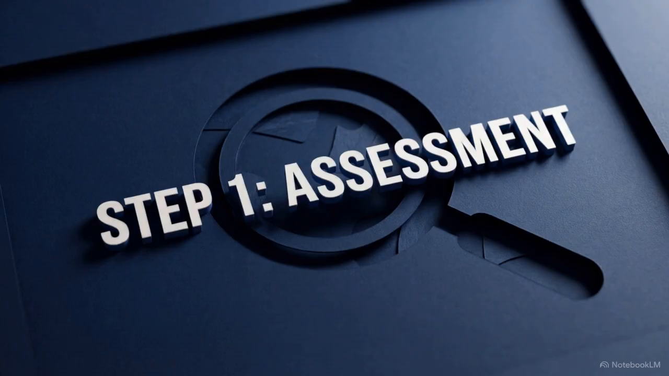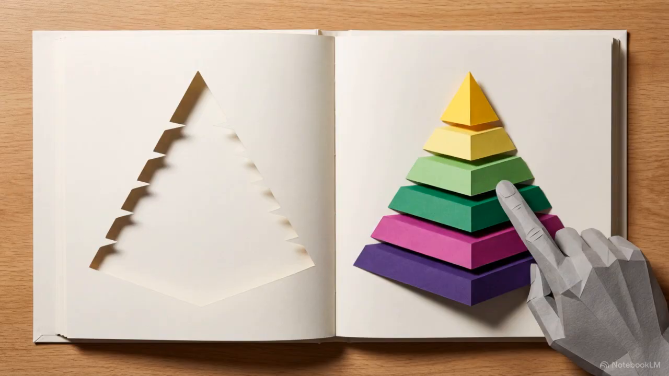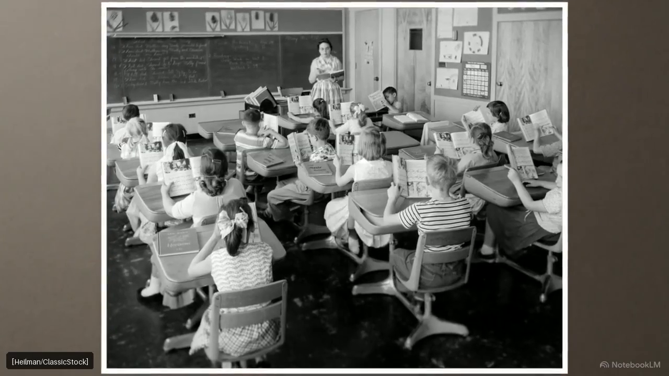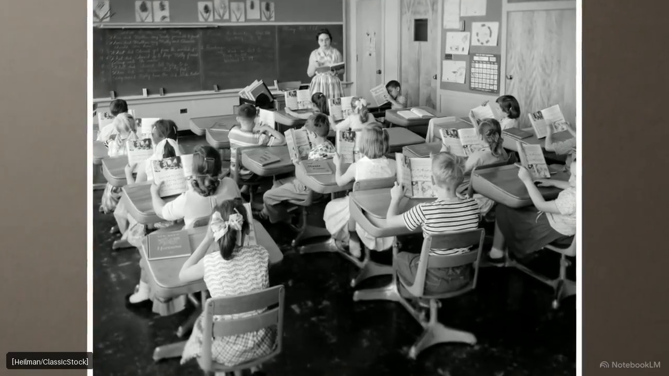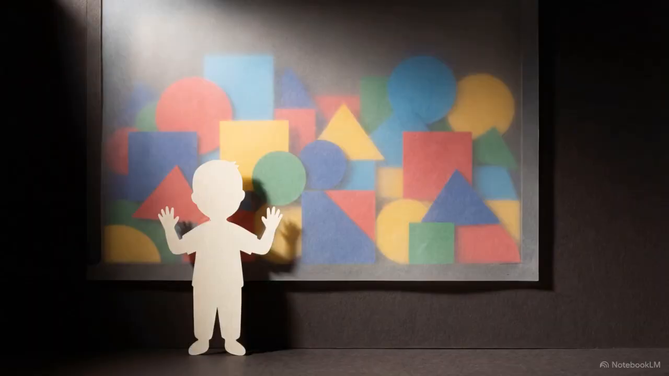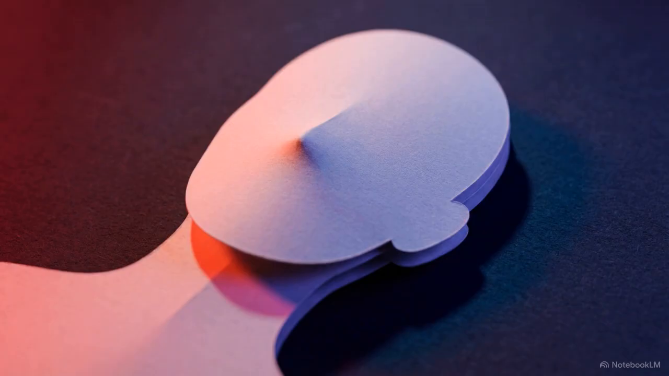Step 1 is diagnosing the moral stage. We start by matching the student's chronological age and behavioral patterns to Lawrence Kohlberg's stages of moral reasoning. This pyramid breaks down Kohlberg's theory. At the bottom, we have the pre-conventional stage, which covers children roughly ages 0 to 9. At this level, kids don't care about the greater good. Their sense of morality is based entirely on avoiding negative consequences. For a child in this stage, they won't say stealing is bad because it harms the shop owner. They will say they shouldn't steal because the police will catch them and they'll go to jail.